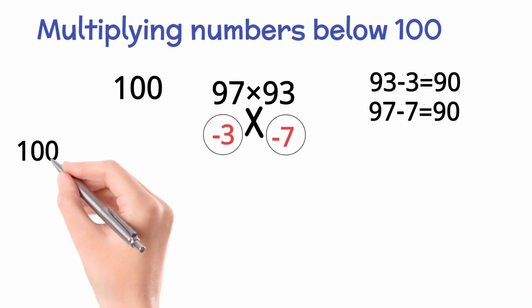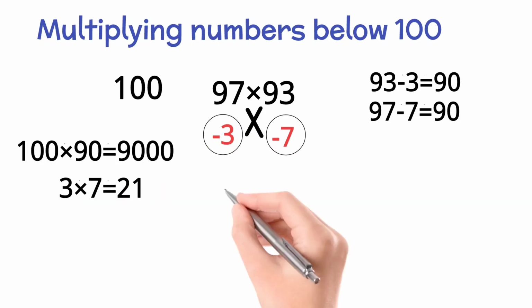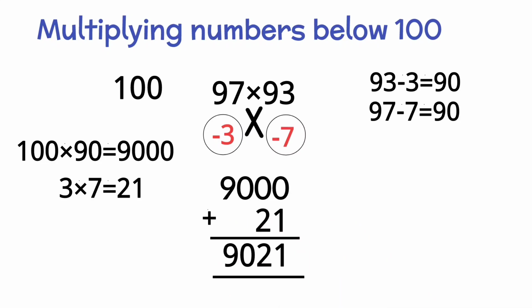By multiplying 90 with the reference number we get 9000. By multiplying 3 into 7 we get 21. By adding 9000 and 21 we get the final answer, 9021.